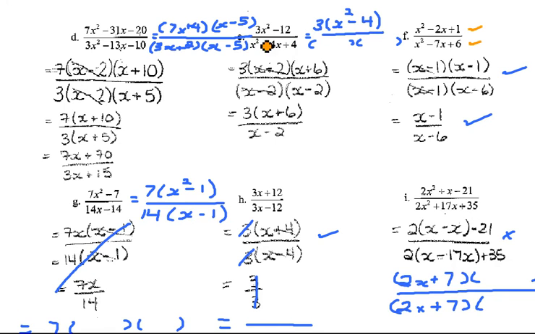Don't forget about the little things. In question E here, we have 3x squared minus 12. The first thing you should always look for is a common factor. So after you pull out the 3, you're left with x squared minus 4. Now x squared minus 4 is a difference of squares, so you should be able to factor that: x minus 2, x plus 2.